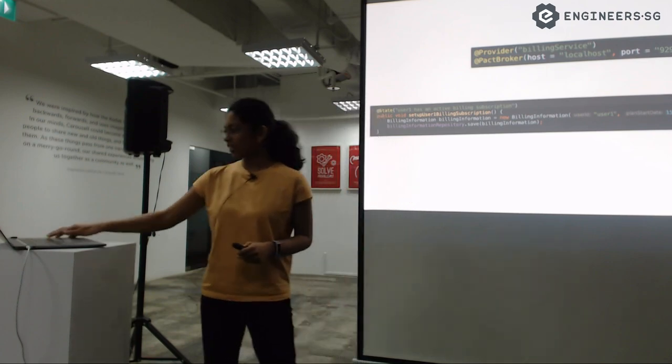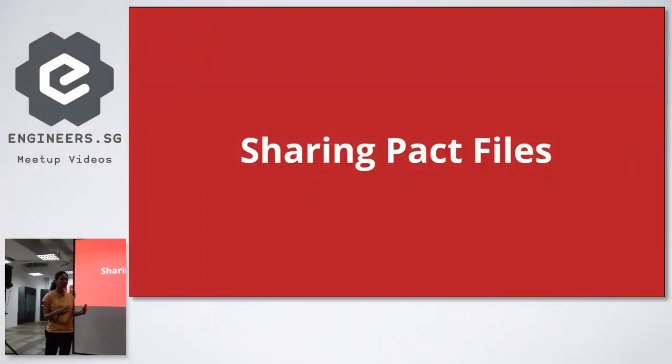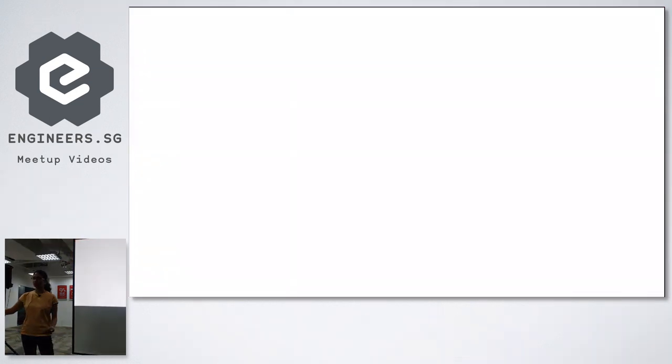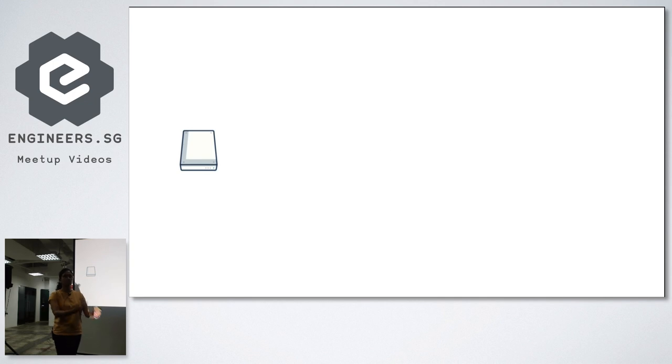Okay, so let's move ahead. We said that the consumer side generates the pact file, and the provider side uses that pact file to run its test, to do the verification, right? So that basically means that you have to share the pact file. One way is to share it via file system. If both can access the same file system, then you put it in that location, and the producer can just pick it up, or through some URL, or you can even push it to their Git repository, right? Something like that.